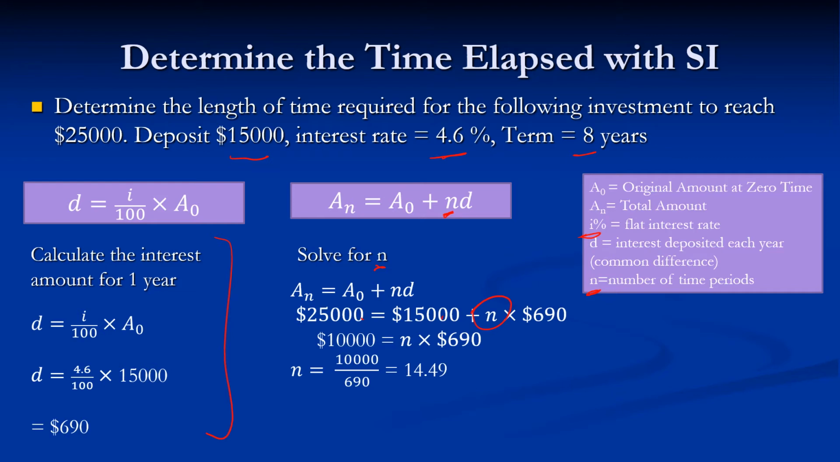25,000 take 15,000 is $10,000. That leaves us with 10,000, the same as saying n times $690. And then if I just go that $10,000 divided by $690, that'll give me 14.49 time periods. When we interpret that, we just say that the account balance will reach $25,000 after 15 years.